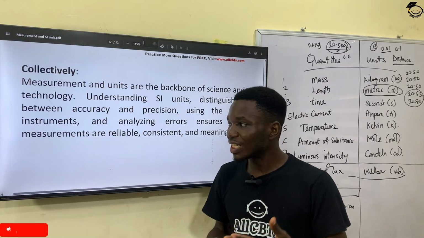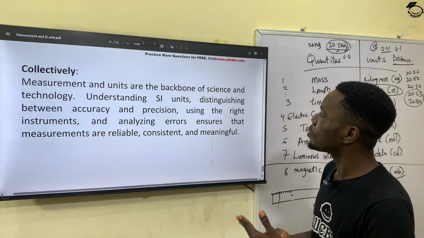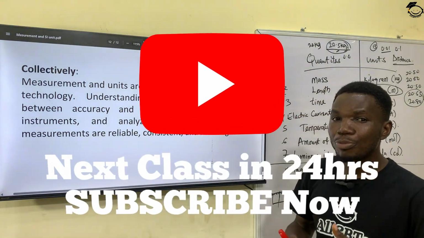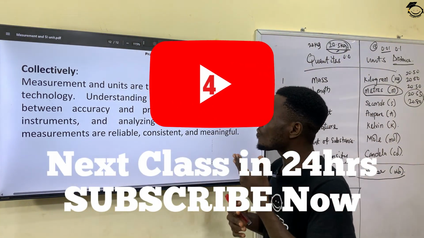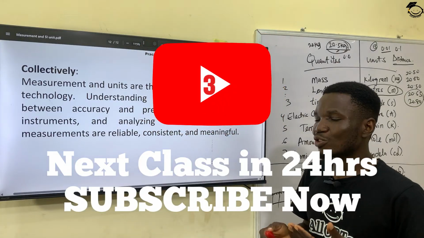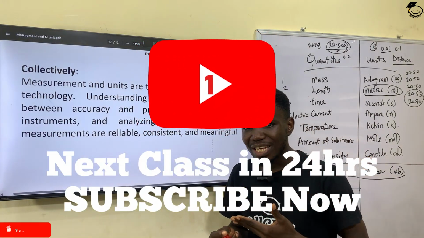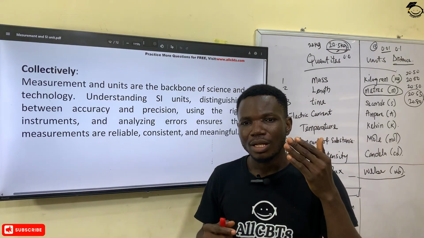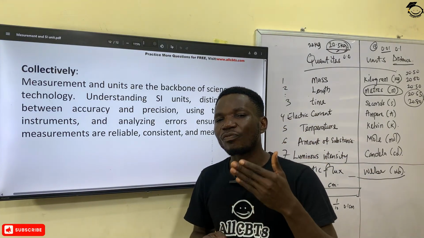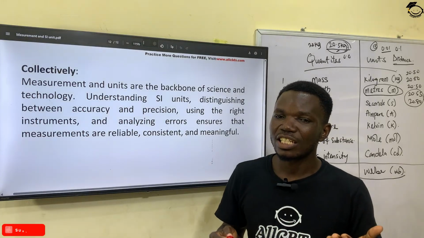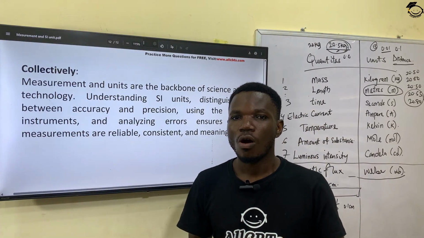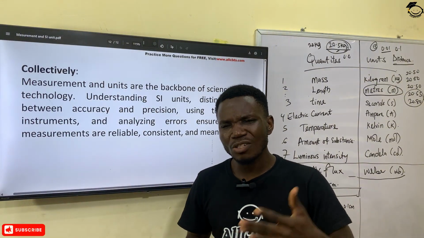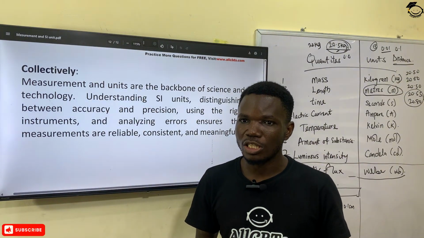So we depend on data, hence it is very important for us to understand SI units, and we will be able to find their degree of accuracy and precision. Without precision, accuracy, and measurement, we have done nothing in science. That is why this topic is very important in science. It is the backbone of all our experiments. So let's look at certain questions based on this topic.